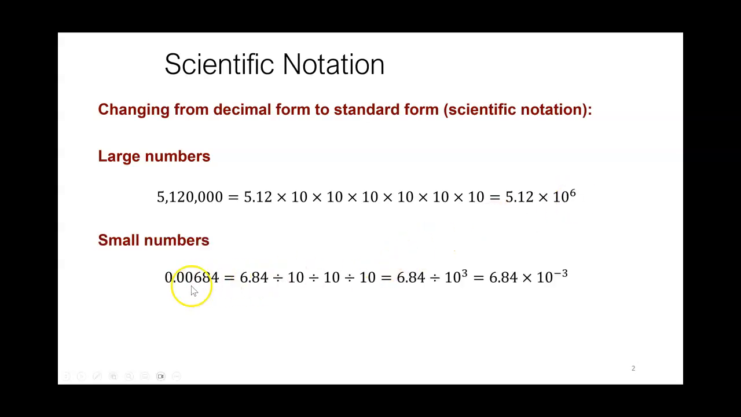If we have a small number like 0.00684, the decimal point is here, and I need to move it 1, 2, 3 places. So I have 6.84, and then because I'm moving my decimal point to the right, I'm going to be dividing by 10. I moved it 3 places, so I divide by 10 3 times. I remember that dividing by a number is the same as multiplying by a negative exponent. So I have 6.84 times 10 to the negative third.